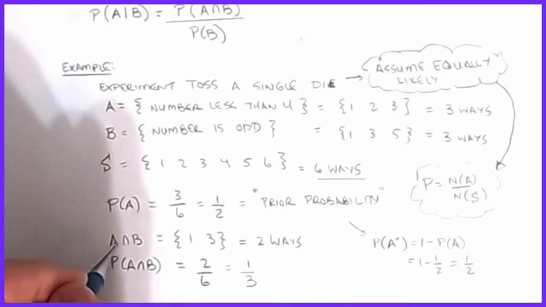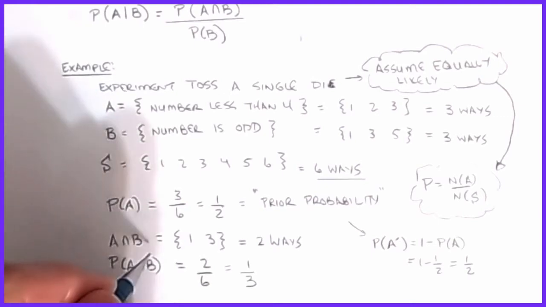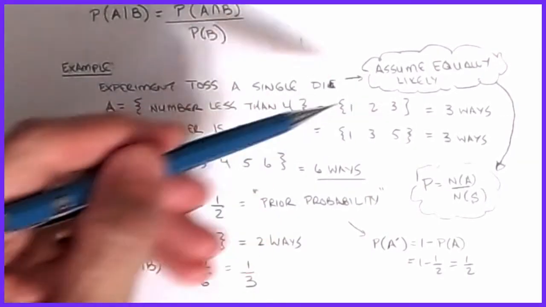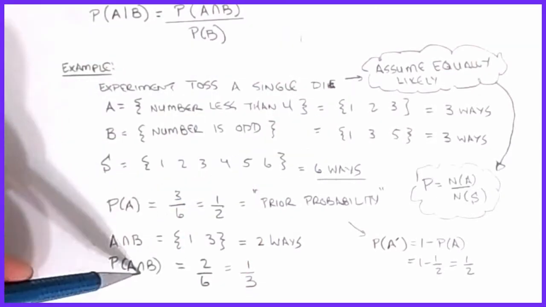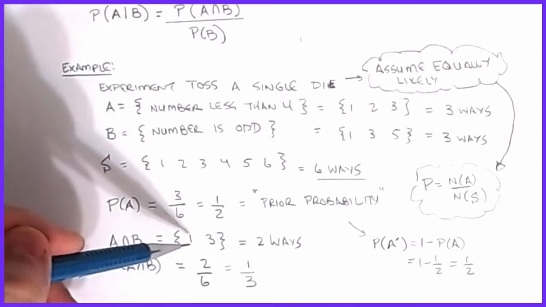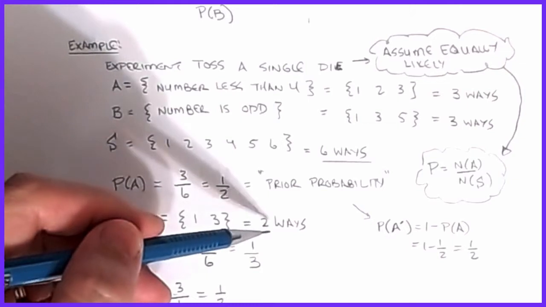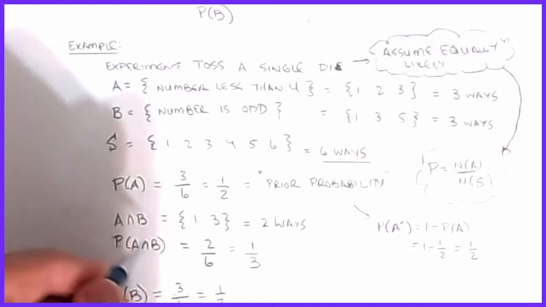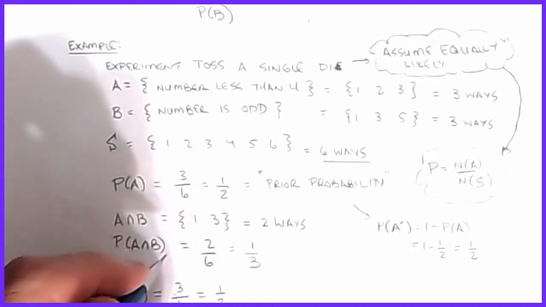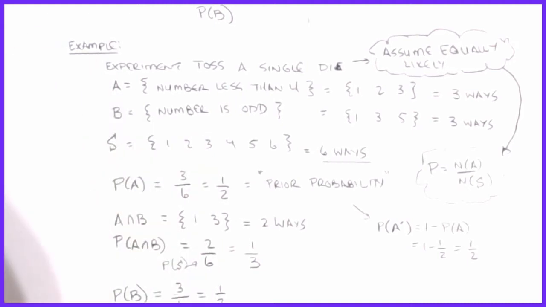I can look at the intersection of the events A and B, and remember, this is what they both have in common. Looking at my numbers 1, 2, 3, and 1, 3, 5, clearly number 1 and number 3 are common to both. So my A intersect B is the events 1 and 3, and there are 2 ways that can happen. So the probability of A intersect B is 2 divided by 6, where 6 is still the size of my sample space. And 2 divided by 6 is also 1 divided by 3.